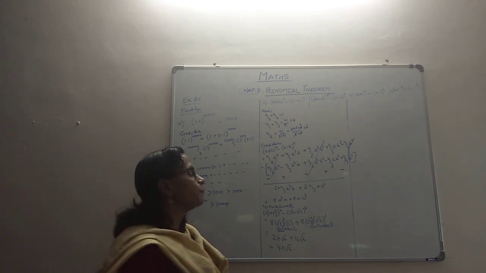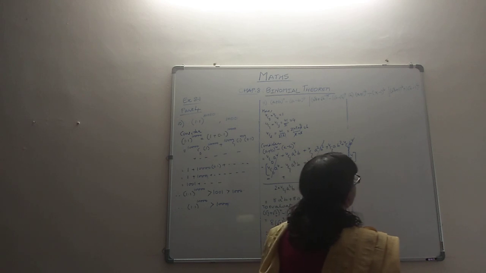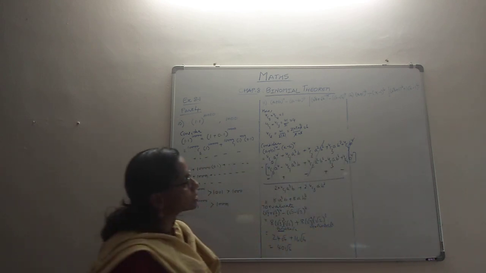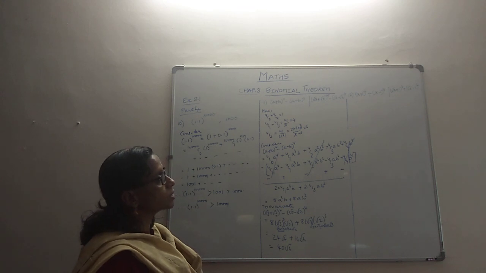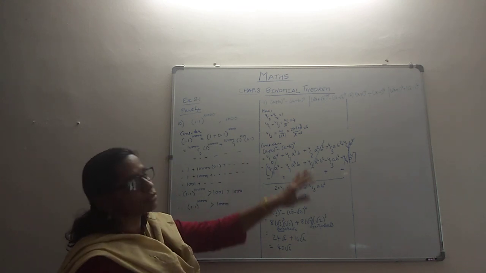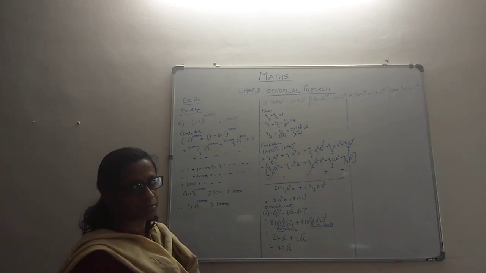Let's go to the next one. Yes, what does it say? X plus 1 raised to 6. You have to, like before, find the values, or rather simplify x plus 1 raised to 6 plus x minus 1 raised to 6, and then you have to use it to solve the given expression.